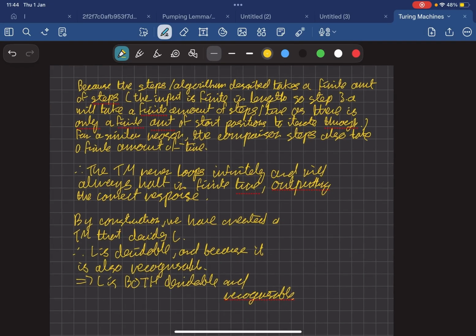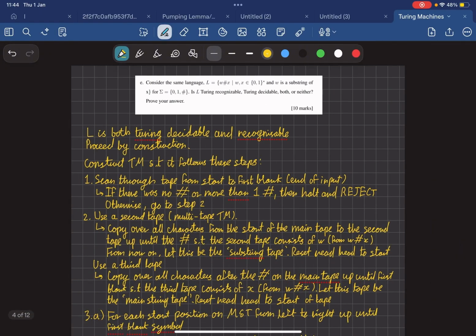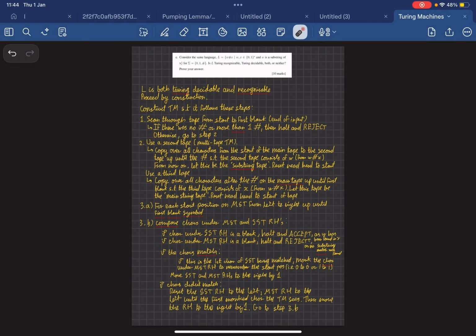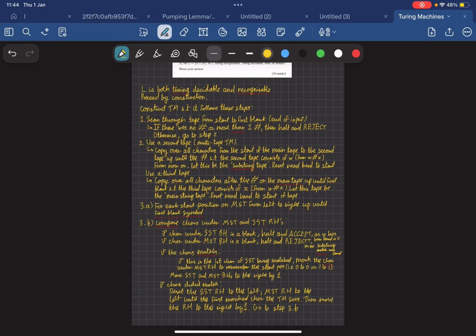Okay, here's what I wrote here if you need to read it. Here's the main algorithm part. The key thing is that it's both decidable and recognizable. Okay, that's it. And if there's any part of it that wasn't clear or you need some help, just let me know.